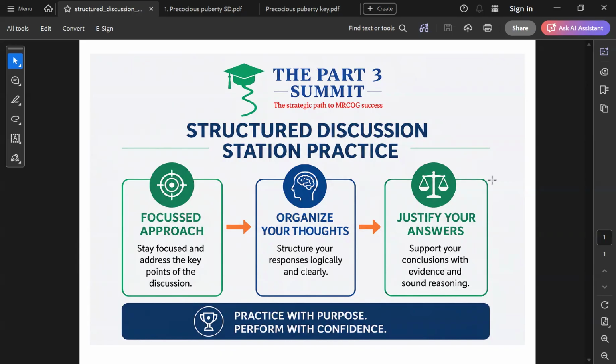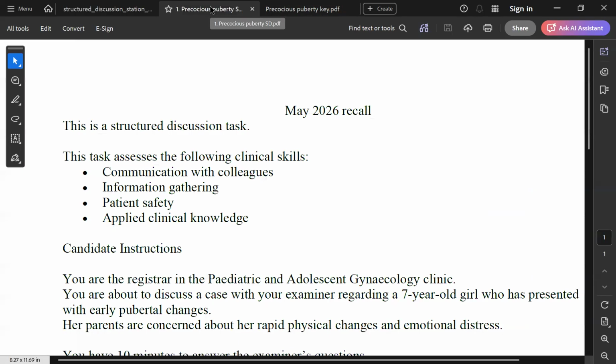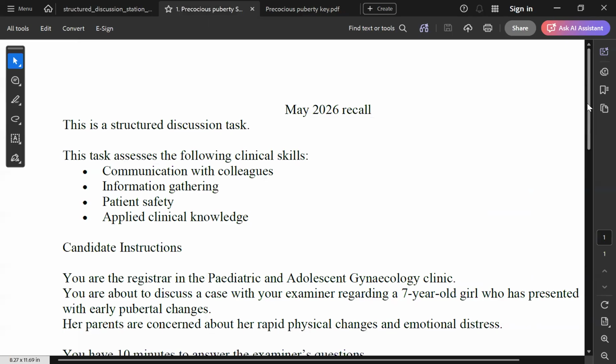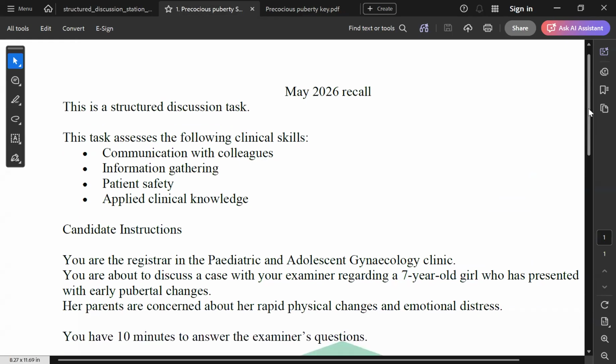Okay, so with that in mind, here you go. This is your station. Are you able to see the slide? Your timer starts.